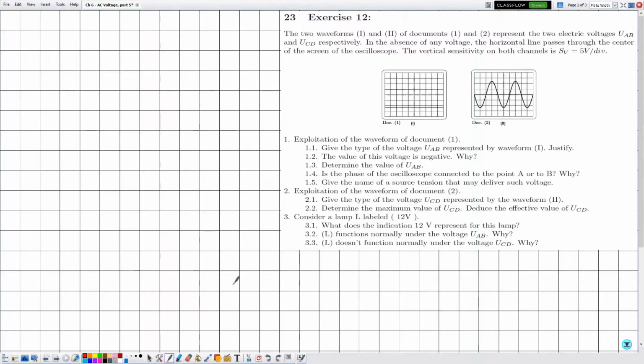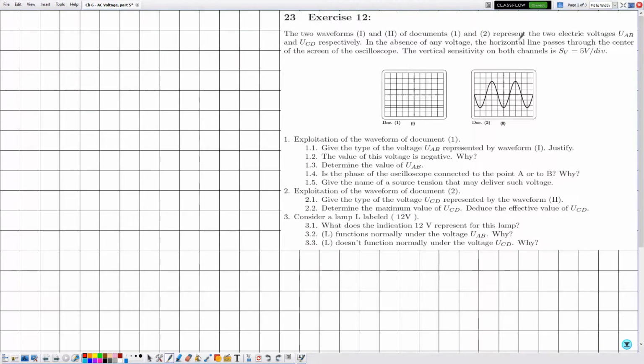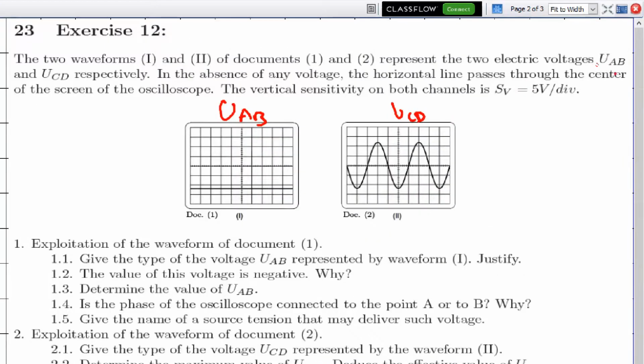Now let's move to the next exercise, which is exercise number 12. In this exercise, they are telling us about the two waveforms 1 and 2 of documents 1 and 2. They represent the electric voltages UAB and UCD respectively. So this is UAB and this is UCD. Respectively means UAB corresponds to 1, which is this, and UCD corresponds to 2, which is this.